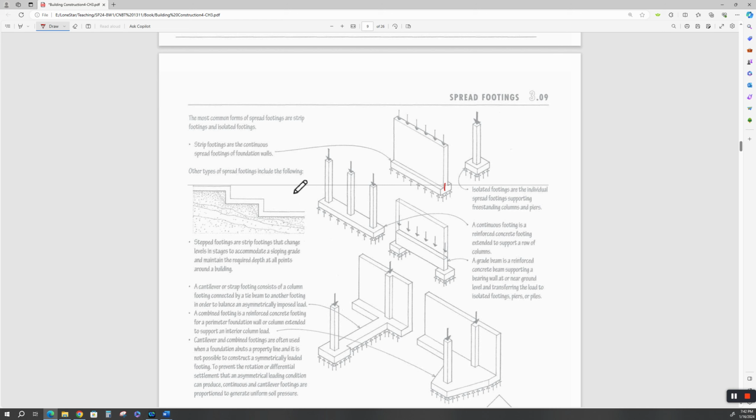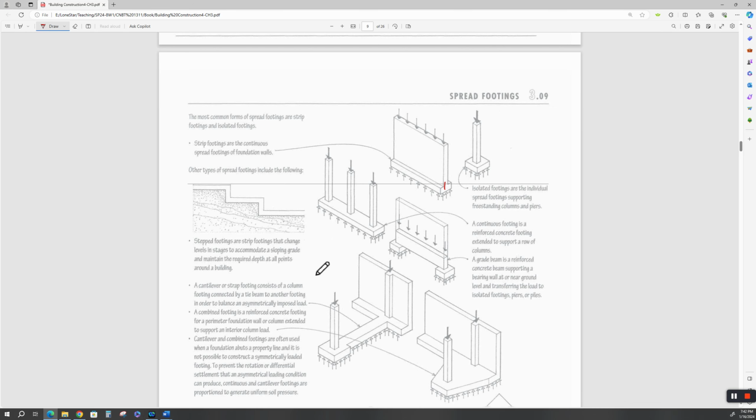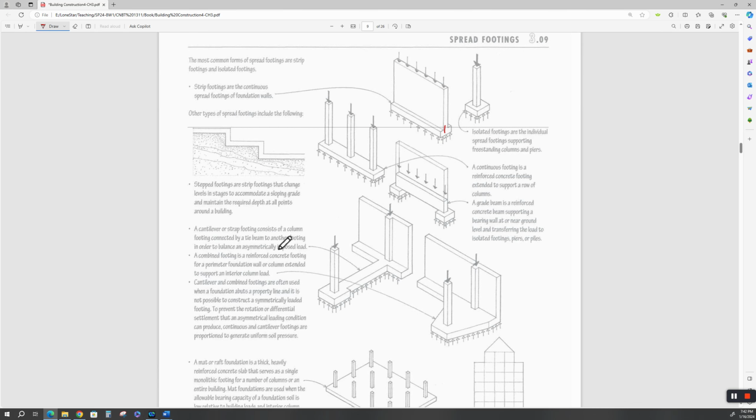Other types of spread footings include the following. This is a continuous footing. It's a reinforced concrete slab that the column's set on. A grade beam is a grade beam, okay? Some grade beams will set on a footing, some will not, depending on the design by your structural engineer based on the soils mechanics and the soils report. All right. A cantilevered or strap footing consists of a column footing connected to a tie beam.